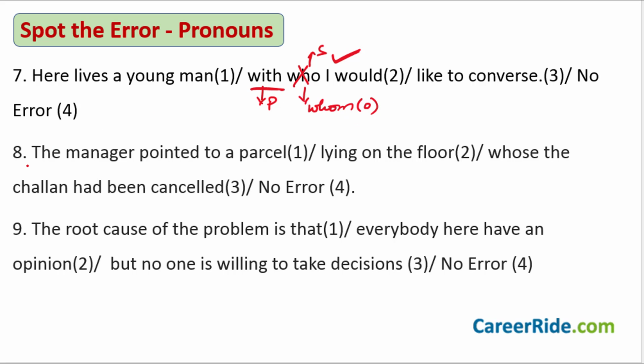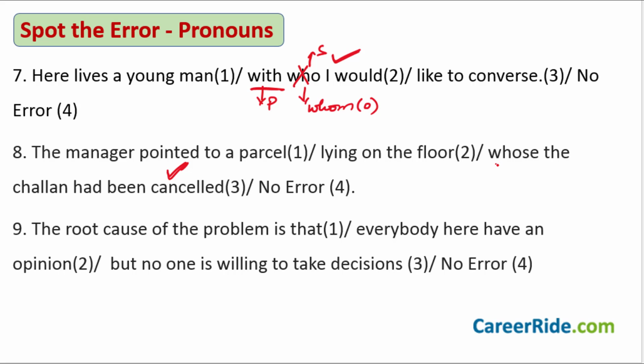Okay. Sentence number 8. The manager pointed to a parcel lying on the floor whose challan had been cancelled. Now, which part of this sentence has got a mistake in it? The manager pointed to a parcel. Okay, this is fine. Lying on the floor, no mistake. Whose challan had been cancelled. Okay, this seems something odd to me. Okay, and this is the part that has got a mistake in it.